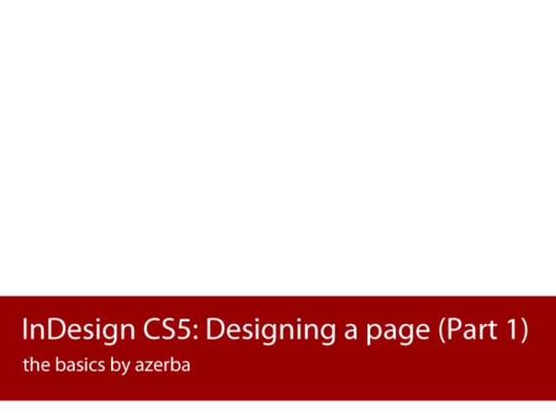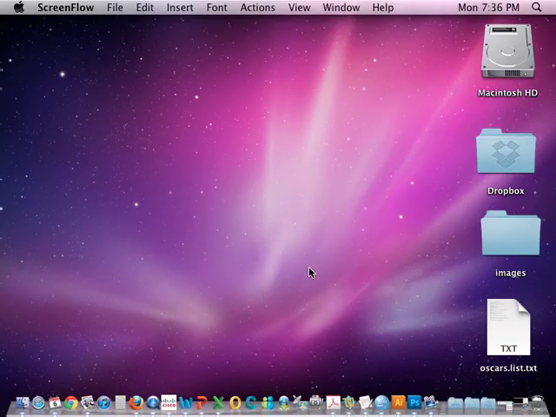In this tutorial, you'll learn how to design a two-page spread in a magazine using InDesign CS5.5 on a Mac. The first thing I like to do is create a projects folder so that all of the material I'm going to be using is in that project folder.